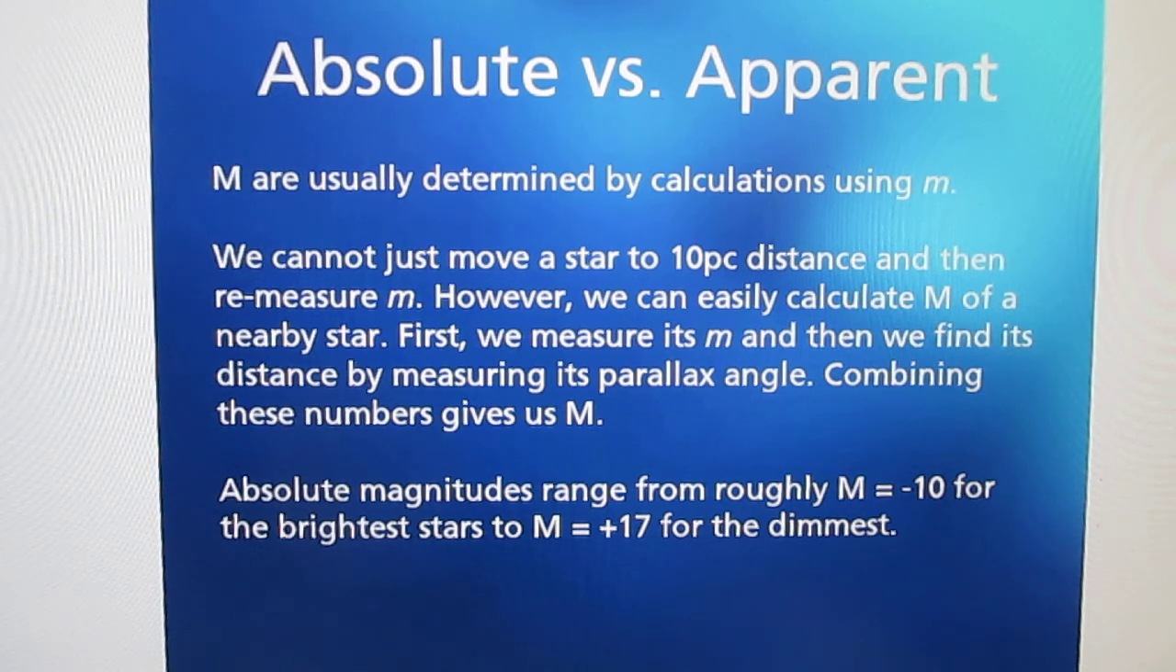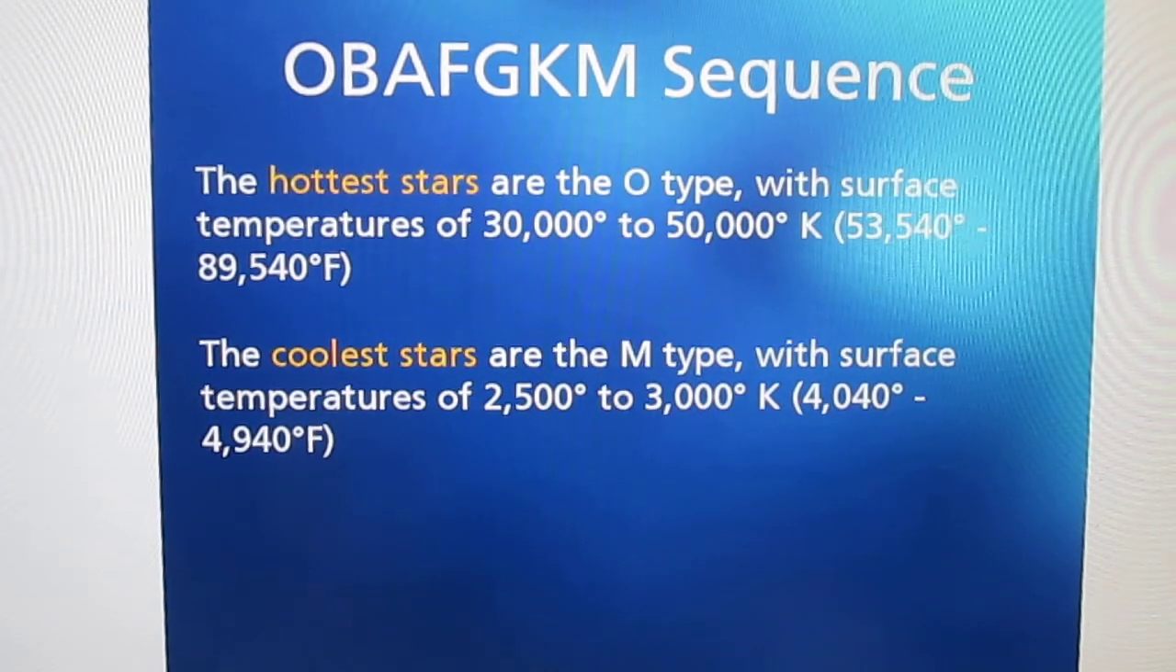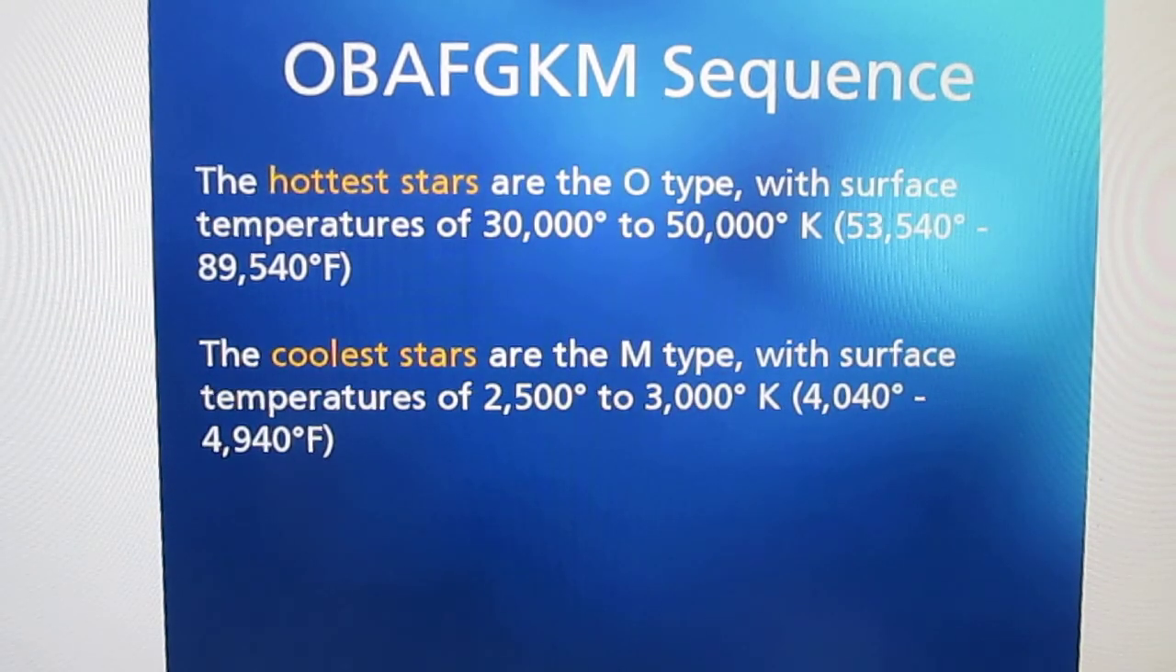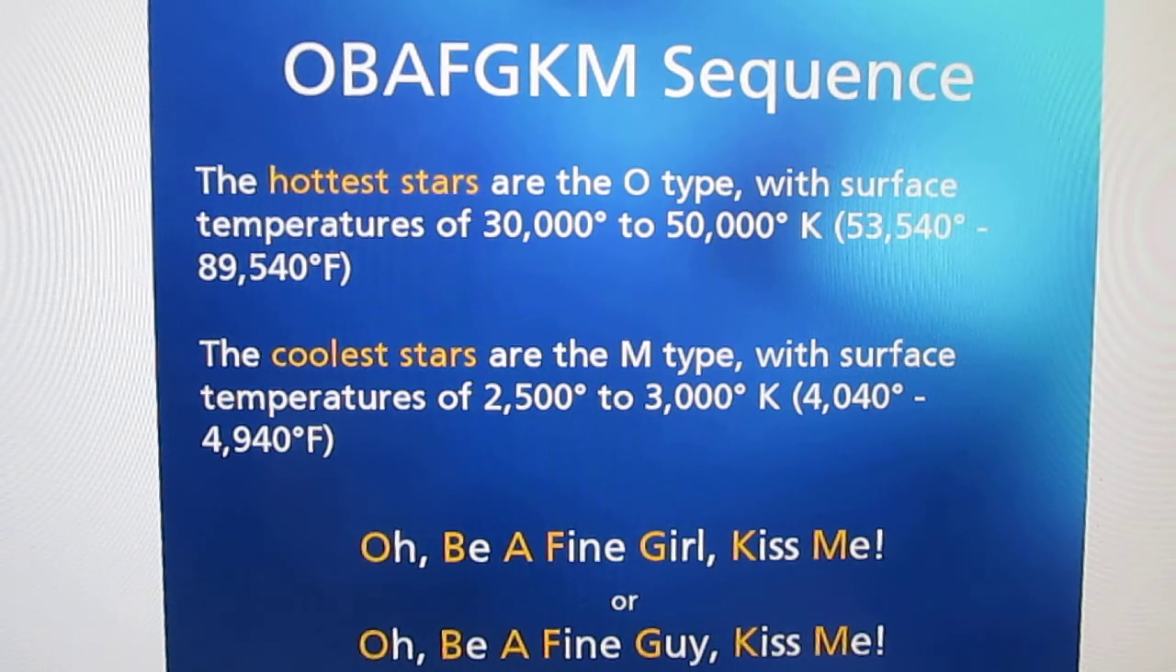And now we'll look at the surface temperatures of stars, following up on spectroscopy from Unit 2. There are 7 main types of stellar spectra based on surface temperature, and it is called the O, B, A, F, G, K, M sequence. This sequence is most easily remembered with the mnemonic device, "Oh be a fine girl, kiss me," or "Oh be a fine guy, kiss me."